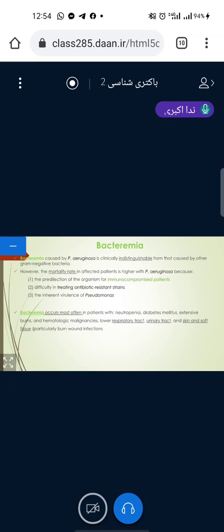Why? Because we have three reasons here. One, predilection of the organism for immunocompromised patients. It means bacteremia due to Pseudomonas aeruginosa is in immunocompromised patients. Two, difficulty in treating antibiotic resistant strains, and three, inherent virulence of Pseudomonas. Bacteremia occurs most often in patients with neutropenia, diabetes, extensive burns, and hematologic malignancy. And most bacteremia originates from infections of the lower respiratory tract, urinary tract, and skin and soft tissue.